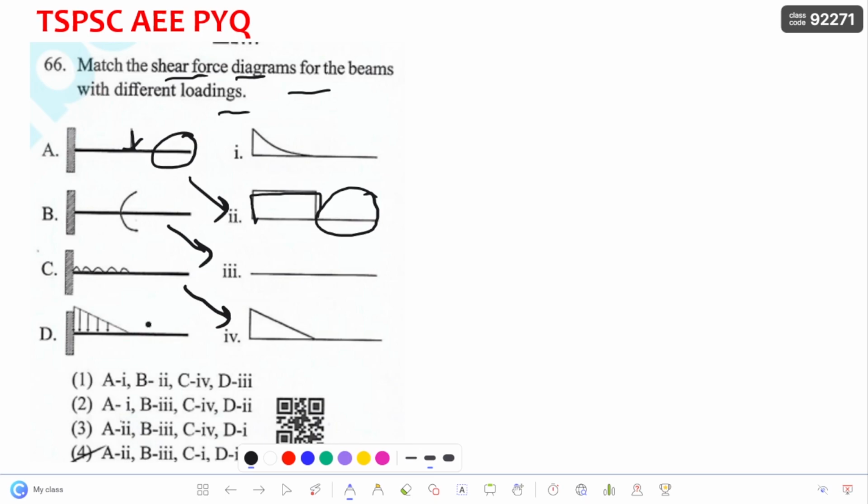Coming to the UVL, that is uniformly varying load, it should be equal to parabola, that is the shear force diagram, D is 1. A2, B3, C4 and D1. Third option is the right answer.